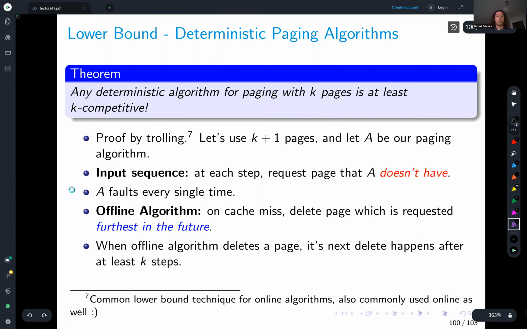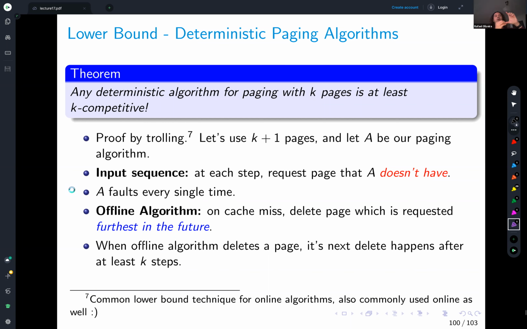Now, what happens? When the offline algorithm deletes a page, its next delete happens after at least K steps. Because now I received my new page, and I have my K pages. I received the page that was not there. And now I look at all of those pages, which one will be requested latest in the future? And then I replace it.